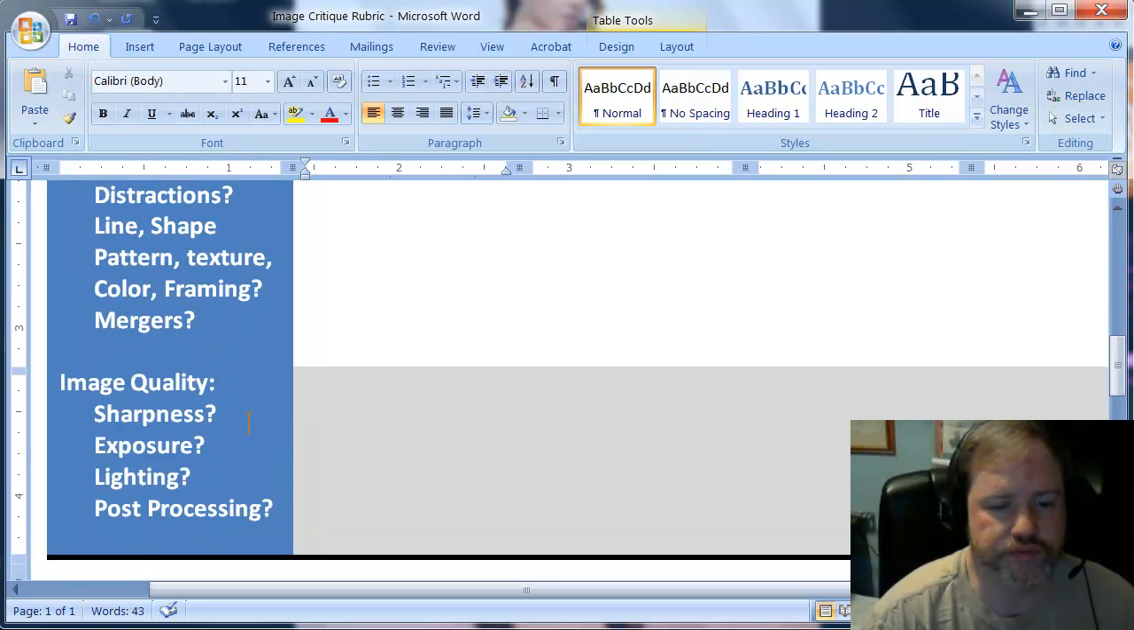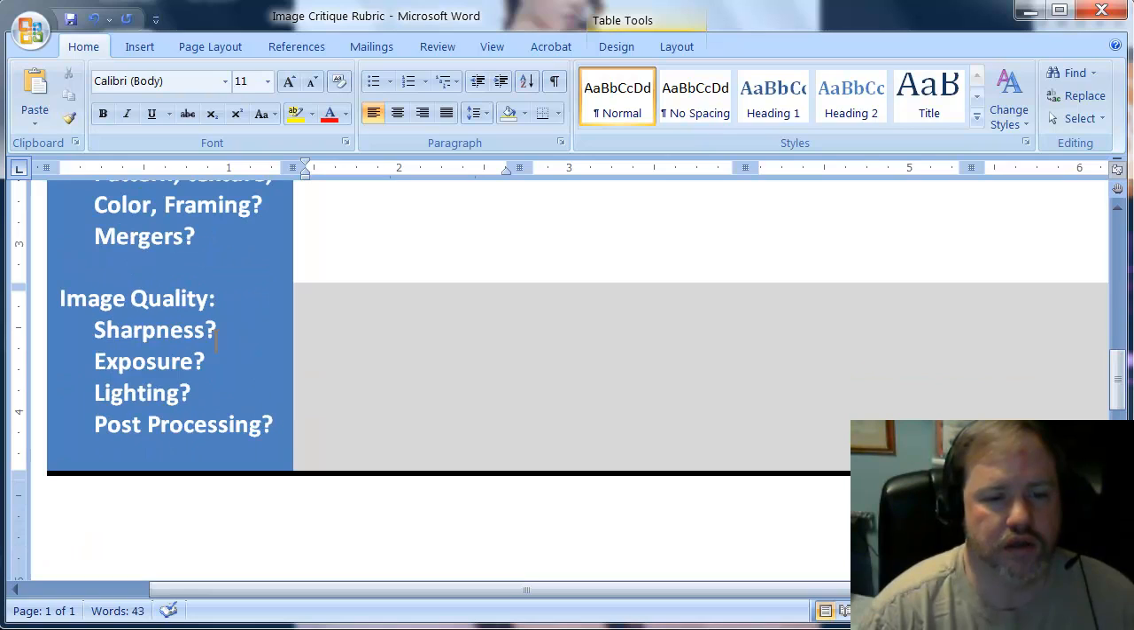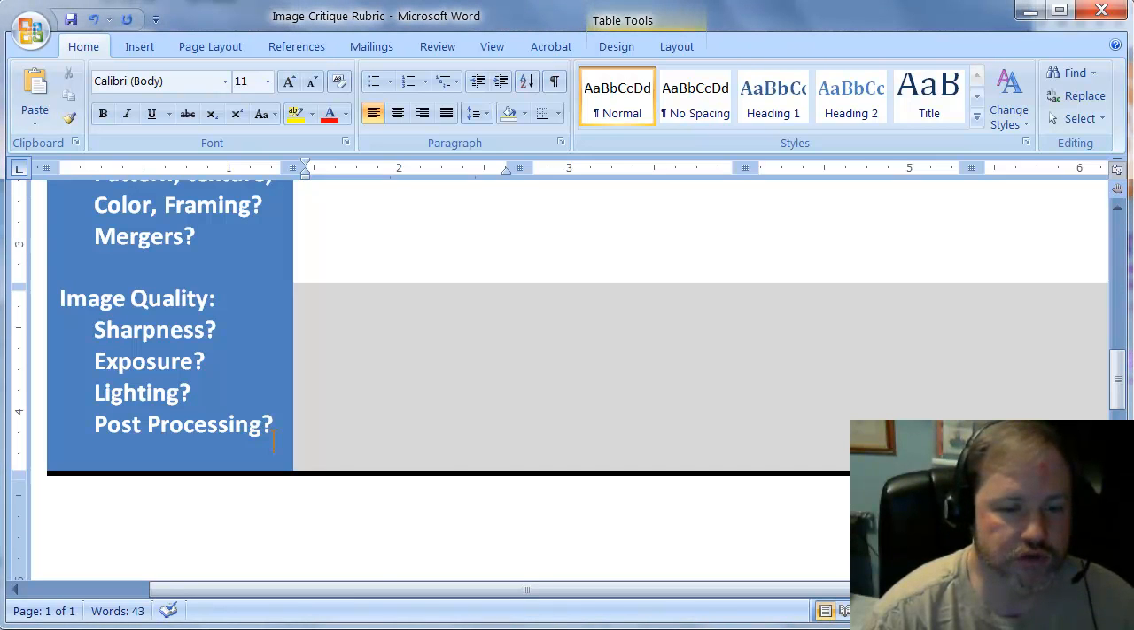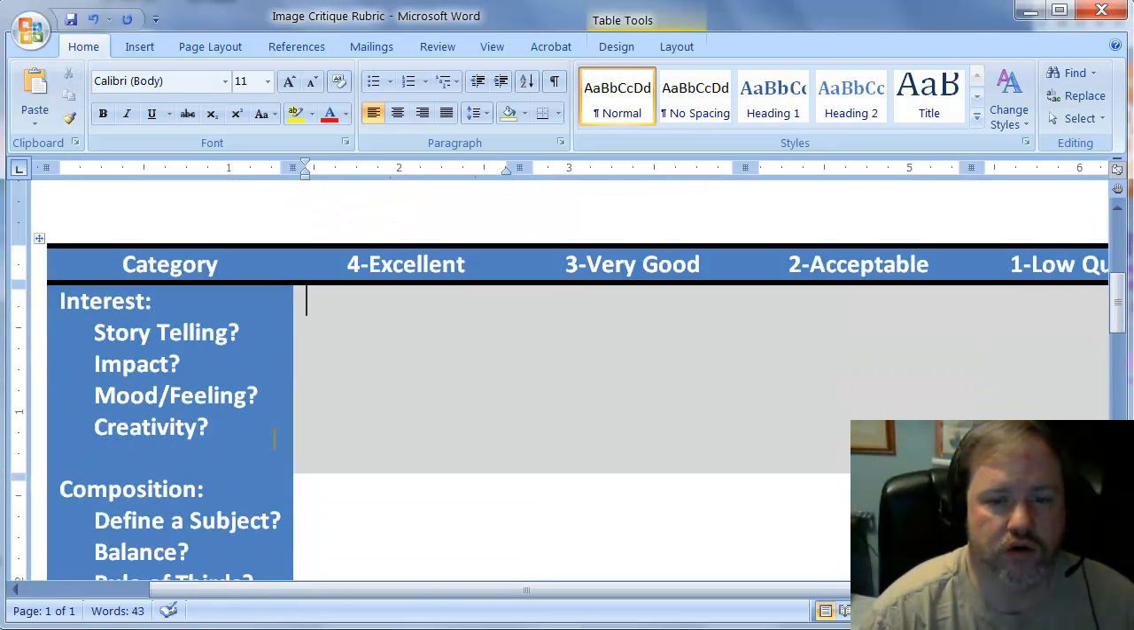Under image quality, some basic technical things like, is it sharp? Is the right thing sharp? Is the exposure good? Not too bright, not too dark? Is the lighting good? Post-processing, how you fixed it up in whatever image editing software you're using. So I thought I'd go through an anonymous image the first time and go through some of these things and see how this rubric works.